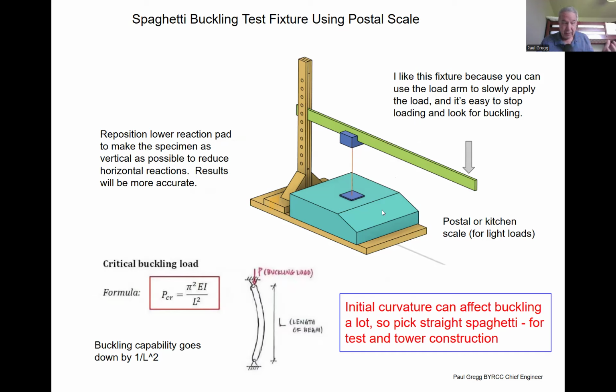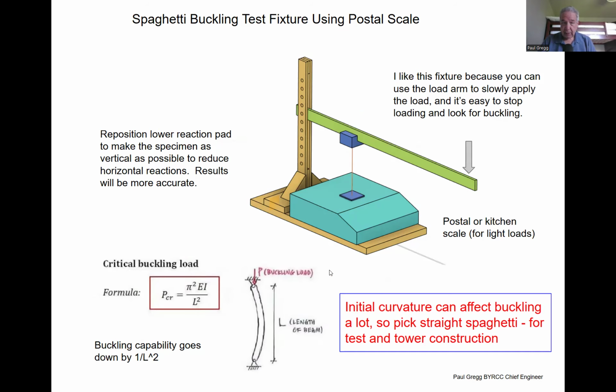It'd be nice to have a postal scale that recorded the highest load and kept it for you, but I just look at it, and when this piece of spaghetti starts to bend sideways, I record the load in grams usually, which is just the weight if you were weighing something. Oh yeah, initial curvature can affect the buckling quite a bit. So it's better to build your spaghetti towers and do this testing with the straightest pieces of spaghetti you can find. No piece of spaghetti is perfectly straight, so there's a little bit of error there.